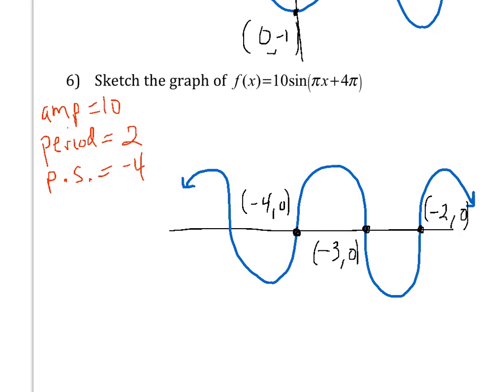And then this point right here, since the amplitude is 10, what would this be? Negative 3.5 comma 10. And this would have to be negative 2.5 comma negative 10. That's how it works. Start at the phase shift and go the period.